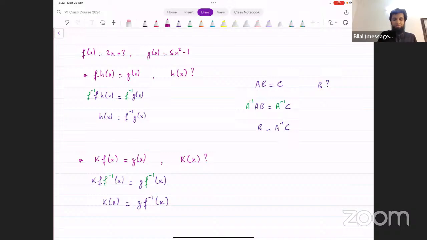So you have g of x on the right side, apply f inverse after g on the right side as well. Now f and f inverse on the left get cancelled. We're just left with k of x. k of x equals g f inverse of x.